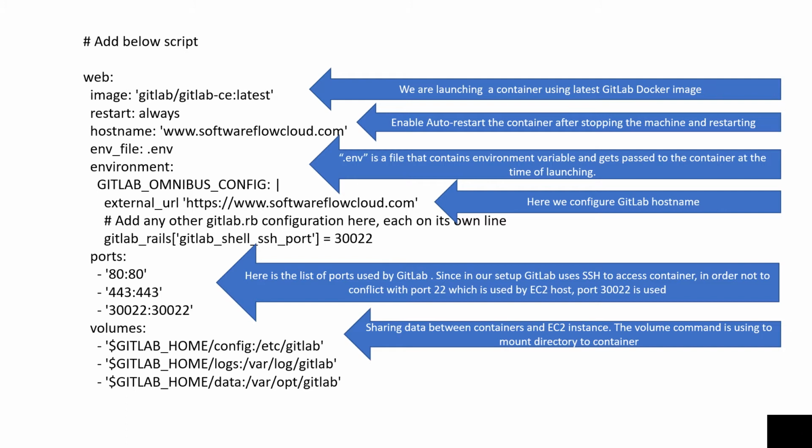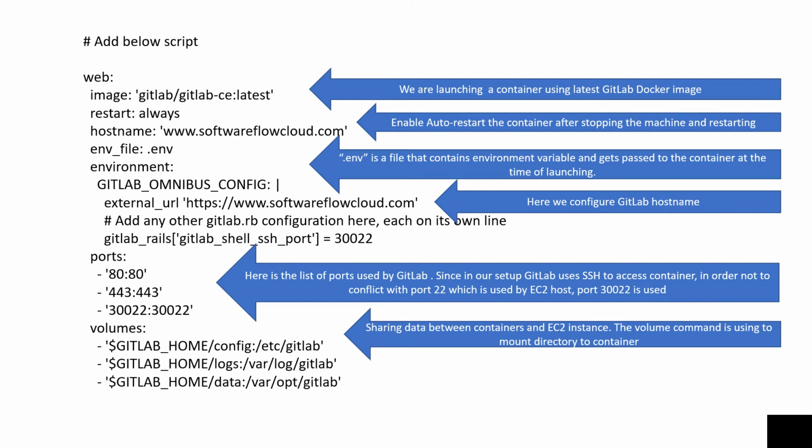In the Docker Compose YAML file, we are adding the script below. In this line, we are launching a container using the latest GitLab Docker image. In this line, we enable auto restart of the container after stopping and restarting the machine. In this line, we are using an environment file that contains environment variables and gets passed to the container at the time of launching. Here we configure the GitLab hostname.